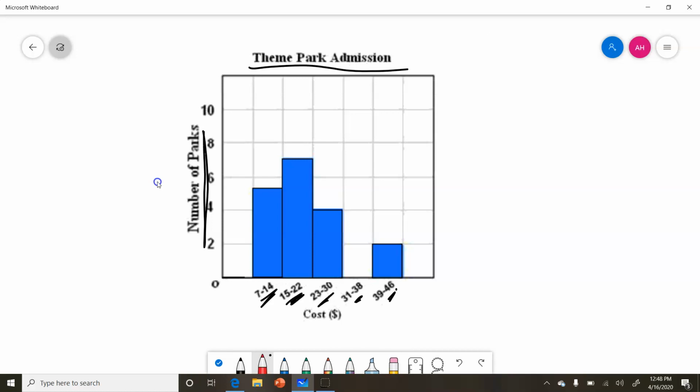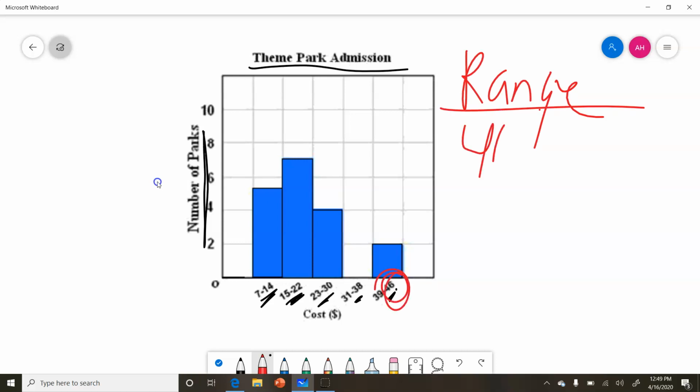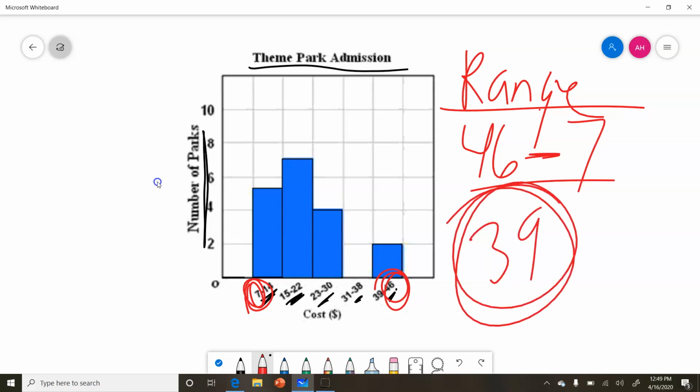Then if it talked about the range, this is a very good thing here. The range is the absolute biggest, which is 46, minus the absolute smallest, which is 7. So 46 minus 7 in this case would be 39. That would be the range, okay? It's always the biggest one on the farthest right minus the smallest one on the farthest left.